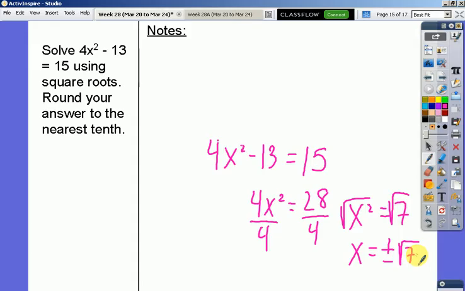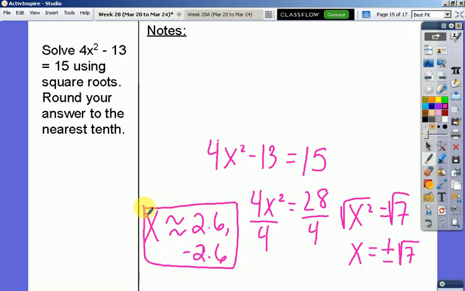This is square root 7. 2.6. The one thing that people forget when they have to approximate answers is it's not an equal sign, it's a little squiggly wave thing. It's approximately 2.6 and negative 2.6. Remember, we have plus or minus. And that's it. Questions?